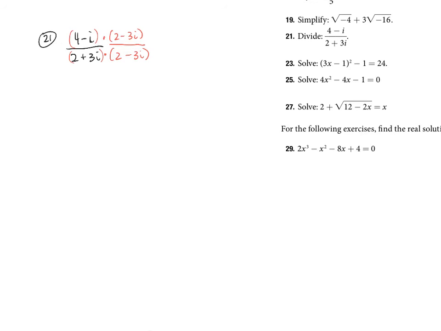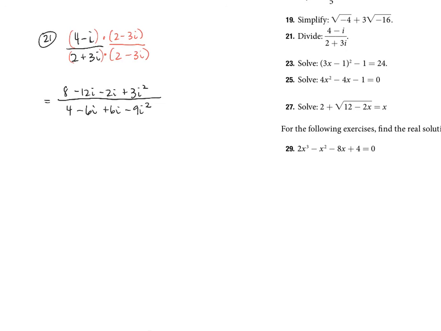So if we distribute everything fully on the top, we will get 4 times 2, which is 8, 4 times -3i, which is -12i. Negative i times 2 is -2i. Negative i times -3i is plus 3i squared. Now on the bottom, we're going to have 2 times 2 is 4. 2 times -3i is -6i. 3i times 2 is positive 6i. And 3i times -3i is -9i squared.